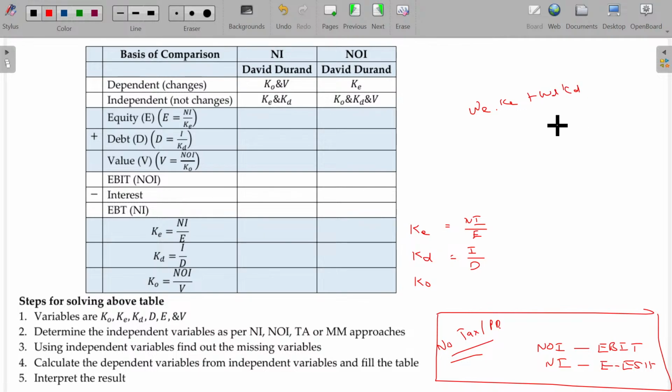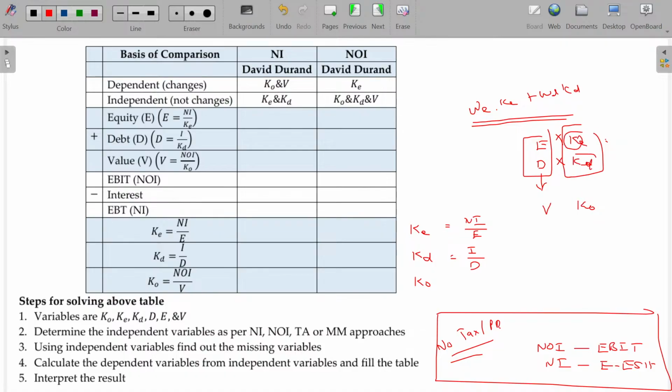Is that okay? What you can do is multiply equity into cost of equity, and debt into cost of debt. You have to multiply these two and do the summation. The summation of this is what? The company's full value. These two put together will be called what? Overall cost of capital.